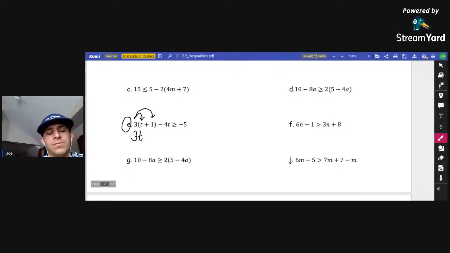3 times t is 3t, and 3 times a positive 1 would yield me a 3 minus 4t is greater than or equal to -5. Okay. Before I continue, I take a look at the left side of the inequality. I see that there are like terms with our 3t and minus 4t. Notice I use a single underline rationale.